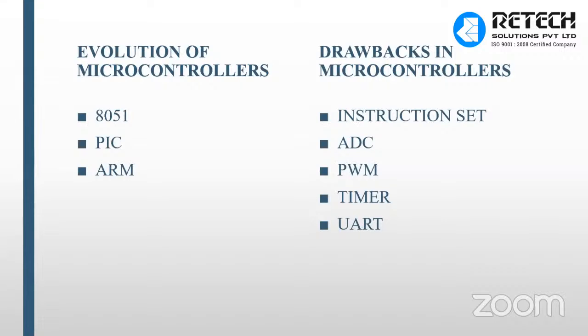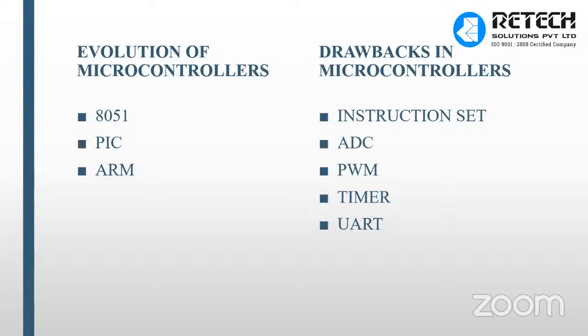What do the instruction sets include? Addition and subtraction are arithmetic instructions. Move A comma B, add A comma B, these are data transfer instructions. The 8051 microcontroller gives 256 instructions, and that is very difficult to use.